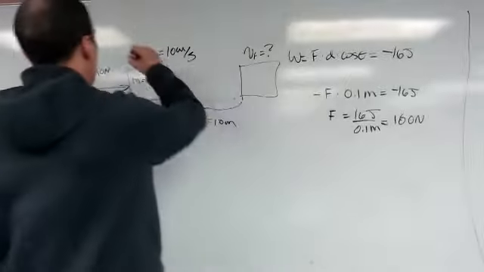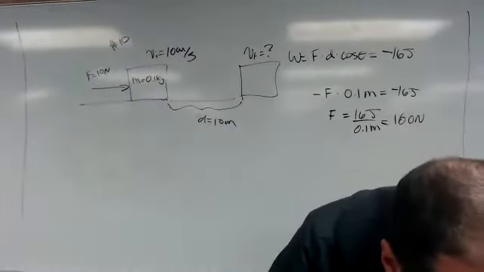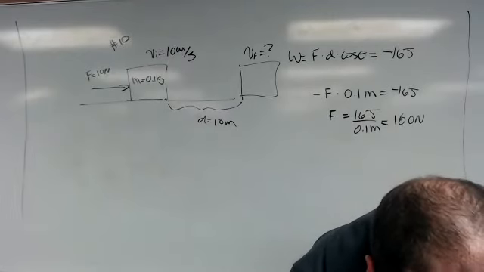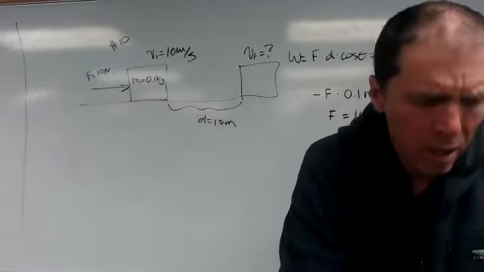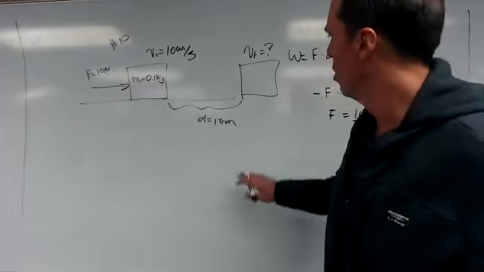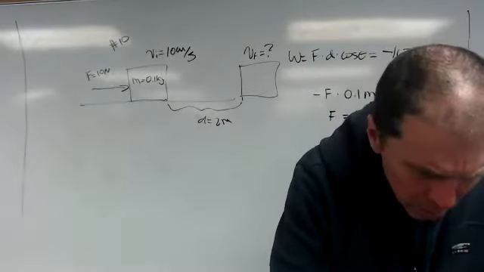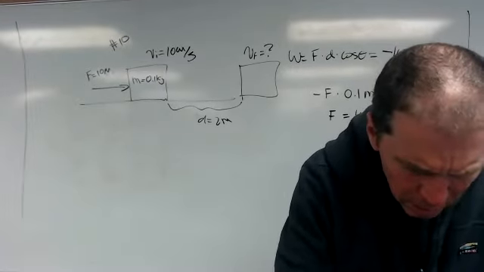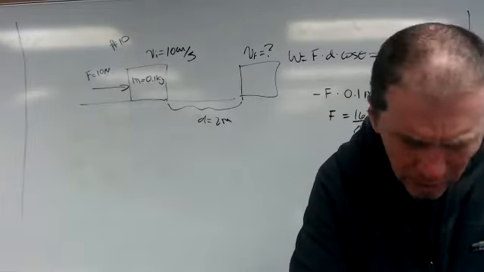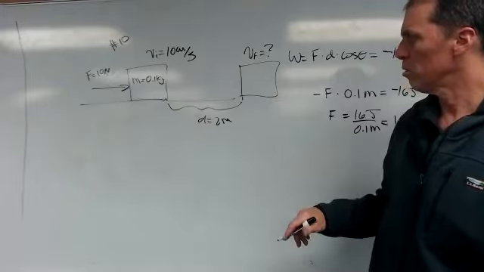So this is number 66 off of work and energy. And it says a net force of 10 newtons acts on a box, which moves 2 meters in the direction of the force. If the box has a mass of 0.1 kilograms, what is the final velocity of the box? Oh, it starts off at 10 meters per second. What's the final velocity of the box?